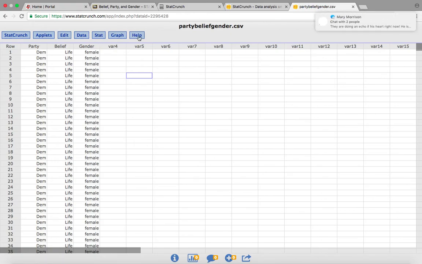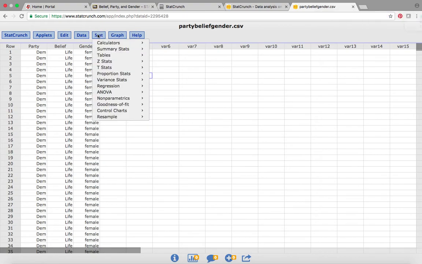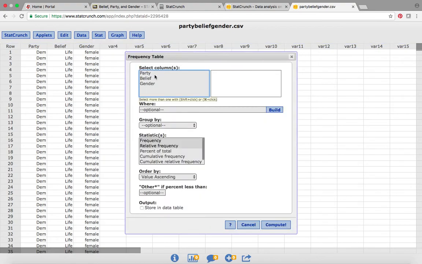I can go to Stat. I can go to Tables. And I can go to frequency. Now this is what I do if I want to just look at frequencies and percentages for one variable. If I want to get into a contingency table, then I have to use this. So for now I'm going to walk before I run. So I'm going to go to frequency. And right now I just want to look at party. And I want to come down and look at frequency.